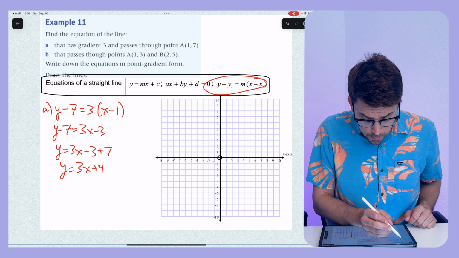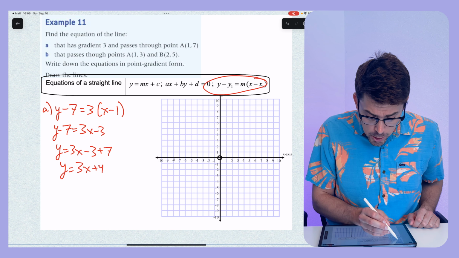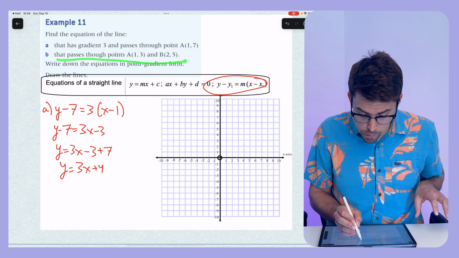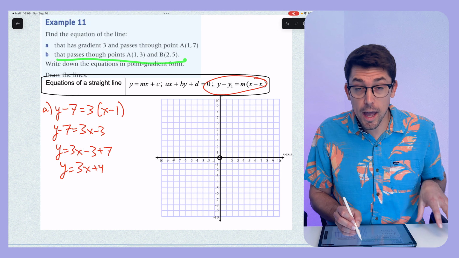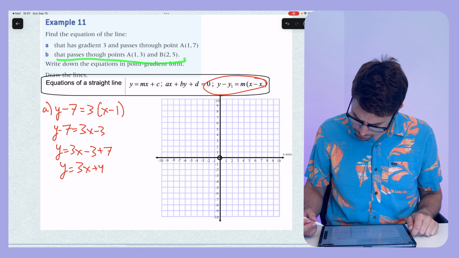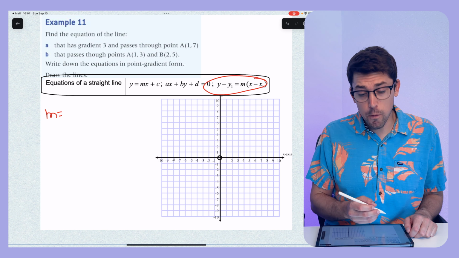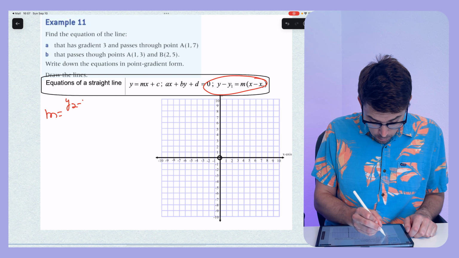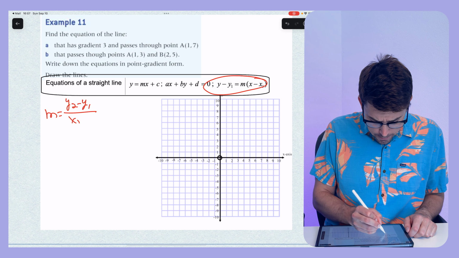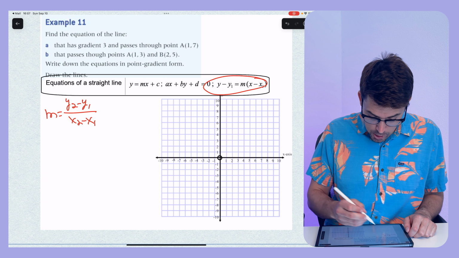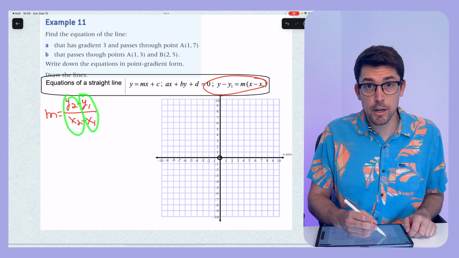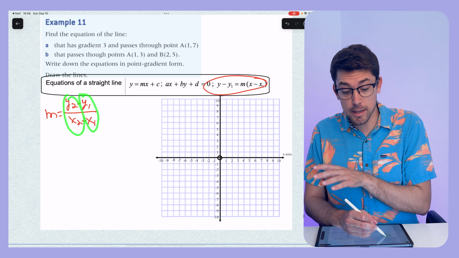So now let's focus on b right here. Let's find an equation of the line that passes through A and B, (1, 3) and (2, 5). Let's take a look at how to do that. Remember, slope is simply rise over run, or the difference in our y coordinates divided by the difference in our x coordinates. We have to make sure that these are matching, that they're referring to the exact same coordinate.